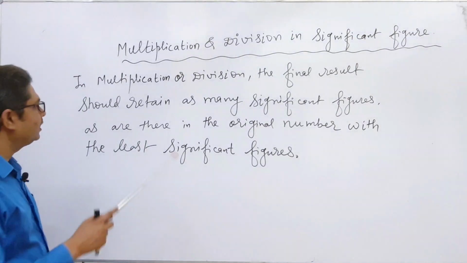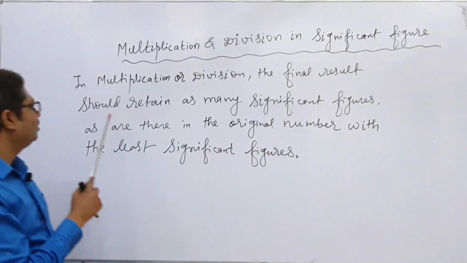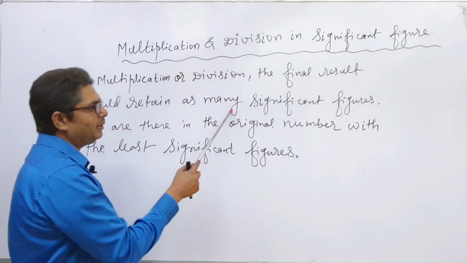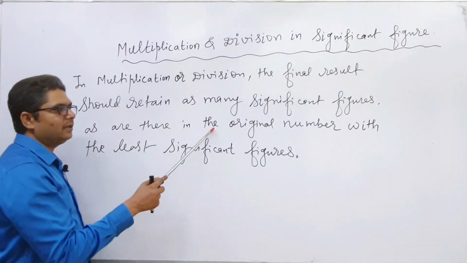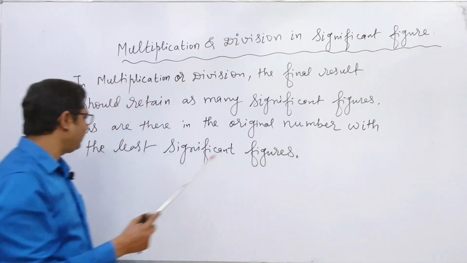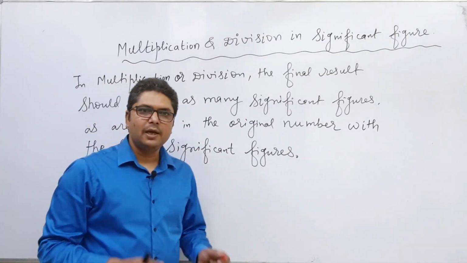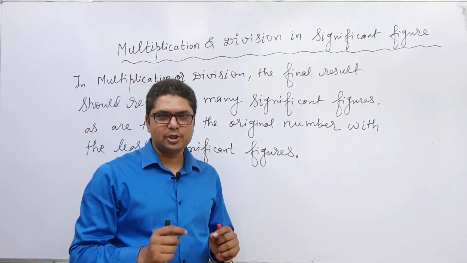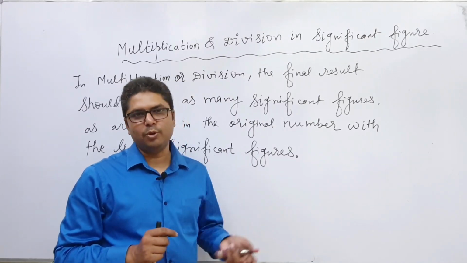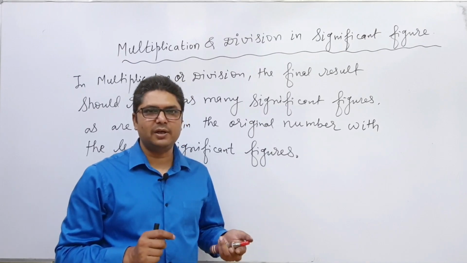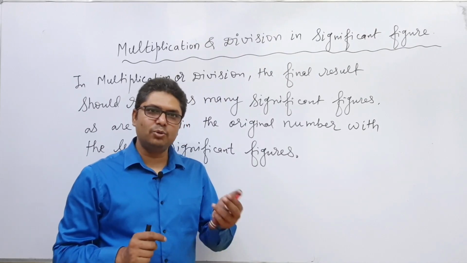So here the rule is, in multiplication or division, the final result should have as many significant figures as are there in the original number with the least significant figures. This means that if there is a question in multiplication or division, you see how many significant figures are there. Suppose there are 3 significant figures and 2 significant figures, you have to multiply it, then the answer should be written in the least significant figures, that is in 2 significant figures.